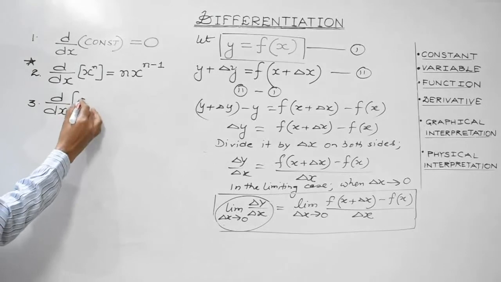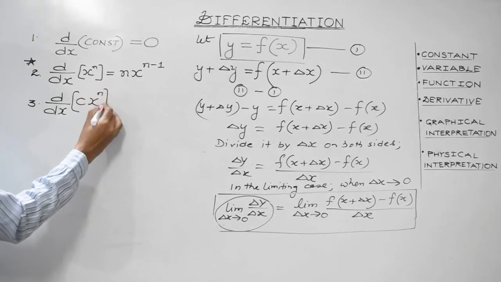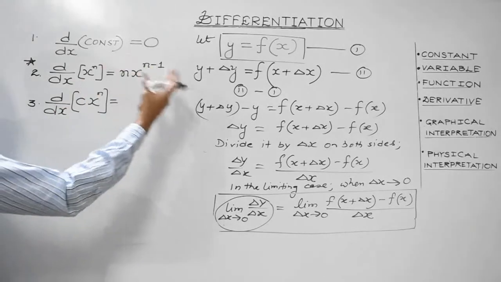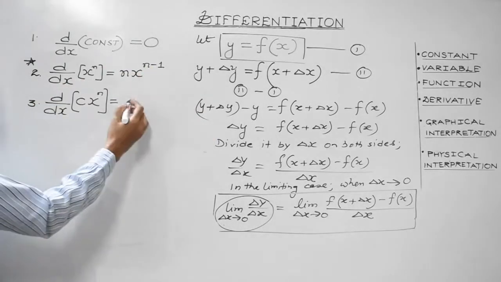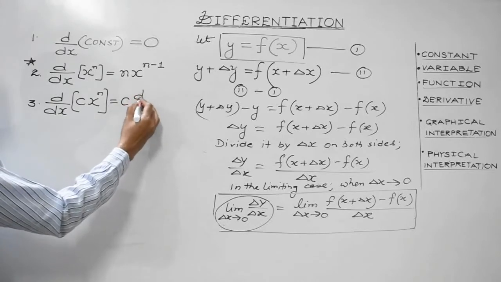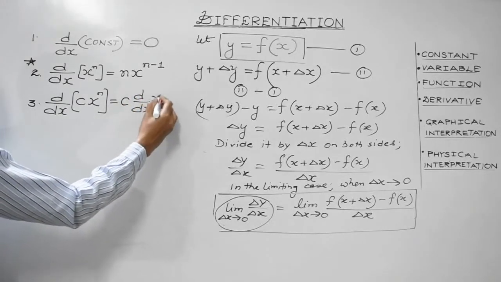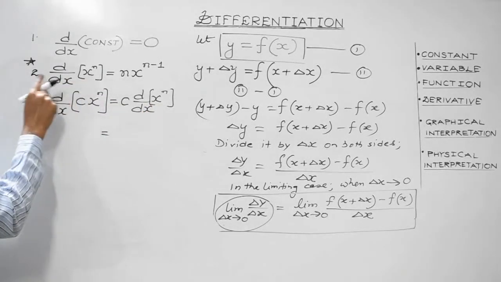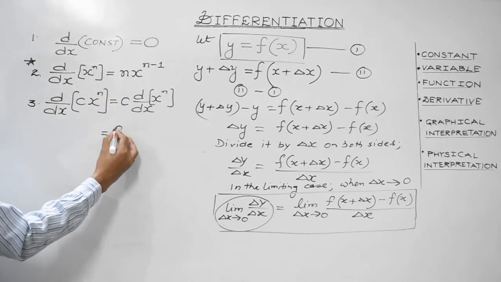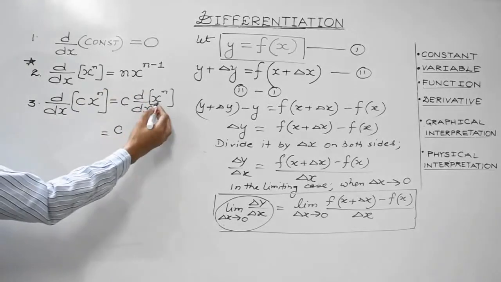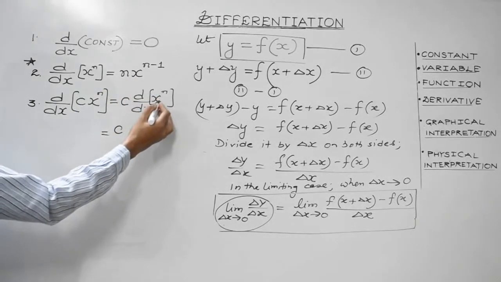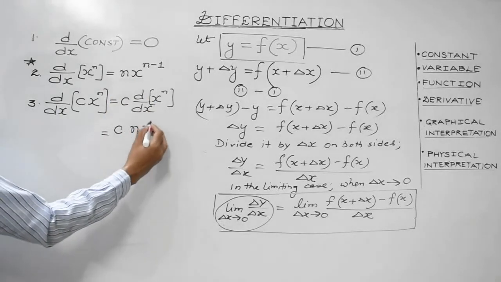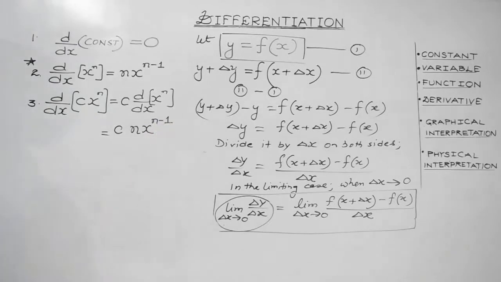differentiation of constant multiplied by x to the power n. Now look, constant, whenever it is multiplied with some function, then the constant can be taken outside the differentiation. So it will be like this. And now applying this formula in the above, in second, we can write c being constant will be taken outside the differentiation, and rest the differentiation of x to the power n with respect to x is n x to the power n minus 1. Clear?